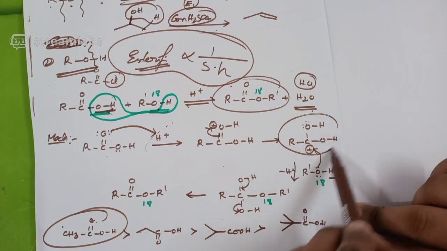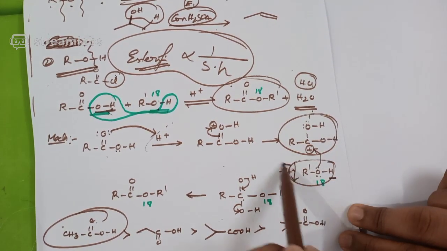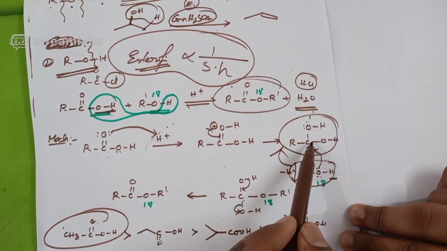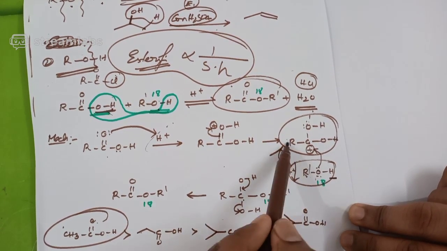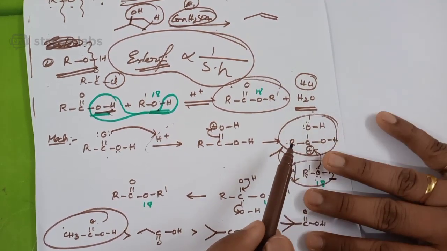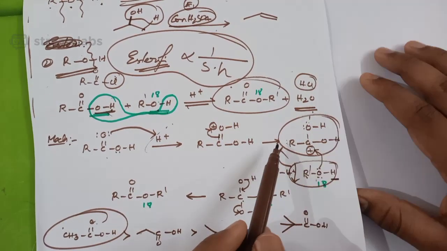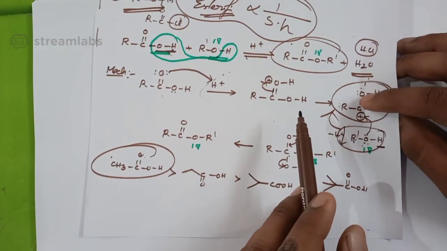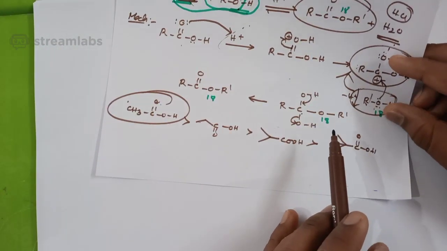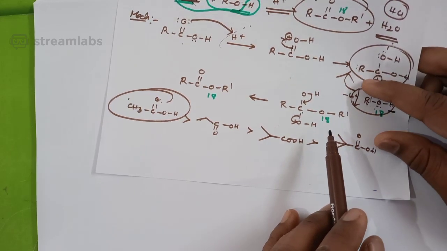Whenever this group is attacking, another group is coupling. More crowded groups are attacking here, right? So when this group approaches, these two alkyl groups must be small. If any one is large, the repulsions are more and bond formation is difficult. That's why the rate completely depends upon steric hindrance. Less steric hindrance, more esterification.